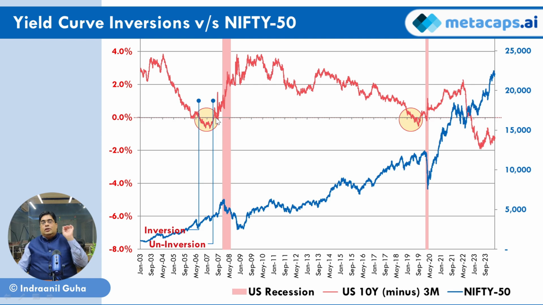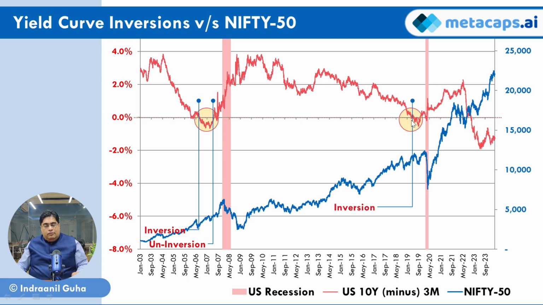The most important step that we need to look out for is the uninversion to happen. It's only after that should we start considering moving towards a defensive posture. As we can see, after the uninversion happened, the recession materialized and the stock market correction also materialized. The same thing happened once again before COVID also.